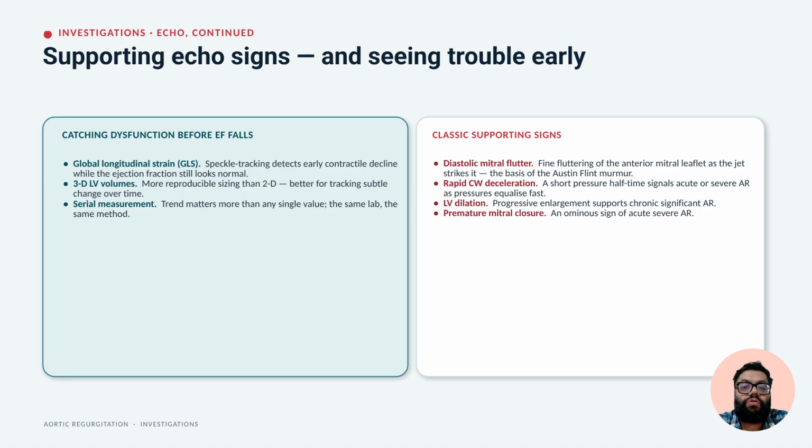The crimson box holds the classic signs that make lovely exam questions. Find diastolic fluttering of the anterior mitral leaflet, which is the actual mechanism behind the Austin Flint murmur. A rapid deceleration of the continuous wave signal, meaning a short pressure half time, which flags acute or severe disease, progressive ventricular dilation, and most ominously, premature mitral closure in the acute setting. Old signs and new tools working together.